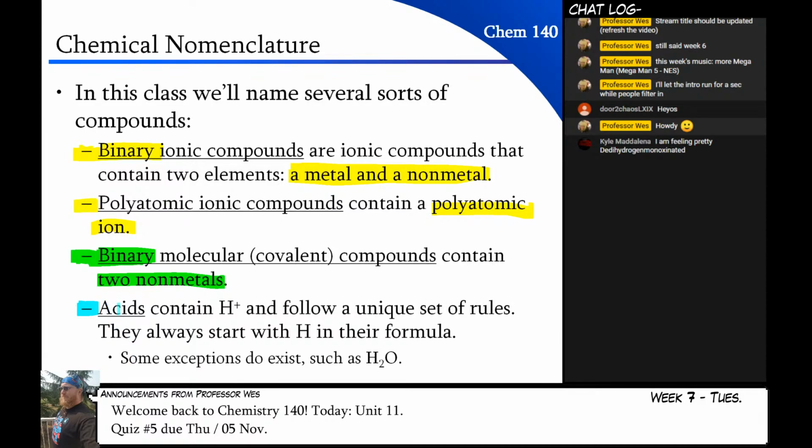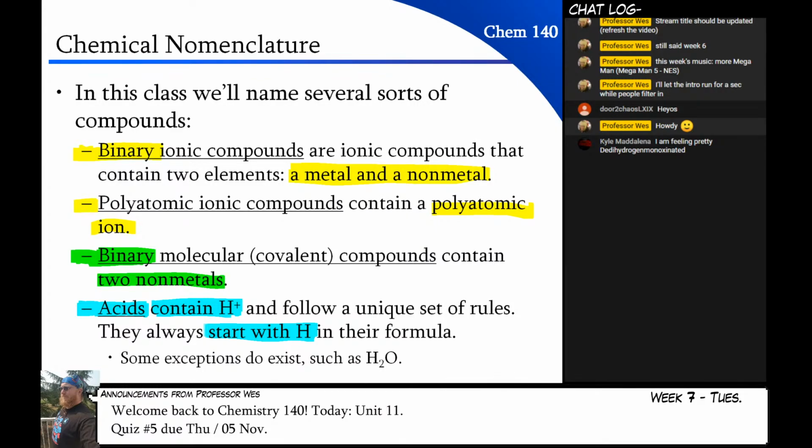And then the last category, acids here, have some special properties that I'm highlighting in blue here. Acids contain what's known as the hydronium ion, which is H+. Technically, that's H+ bound to water, but for our purposes, H+ is fine. And anytime you write a formula that starts with H, H is the first thing listed, it's an acid.